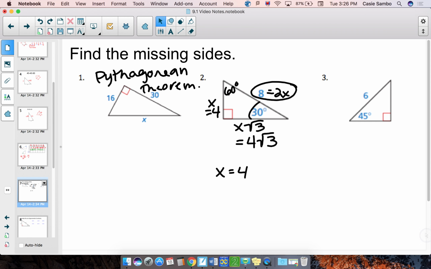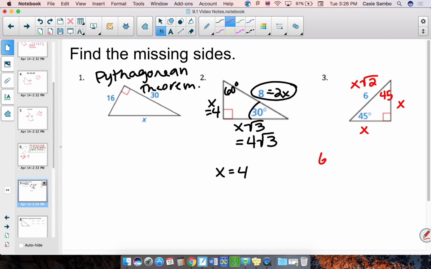Easy enough. Over here, with our 45-degree angle, we know that the other one's going to have to be 45 because this square makes a 90-degree angle, and all of our triangles, as we learned in geometry, add up to be 180 degrees. So we have a 45, 45, 90, which means that this is x, and this is x, and this has to be x square root of 2.